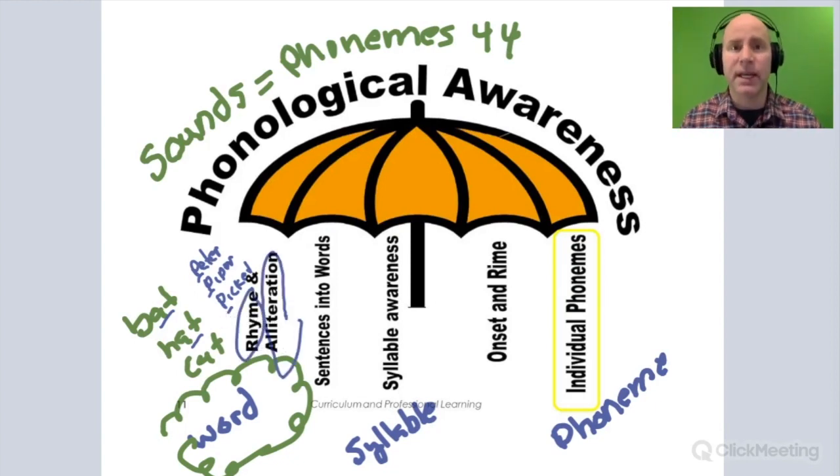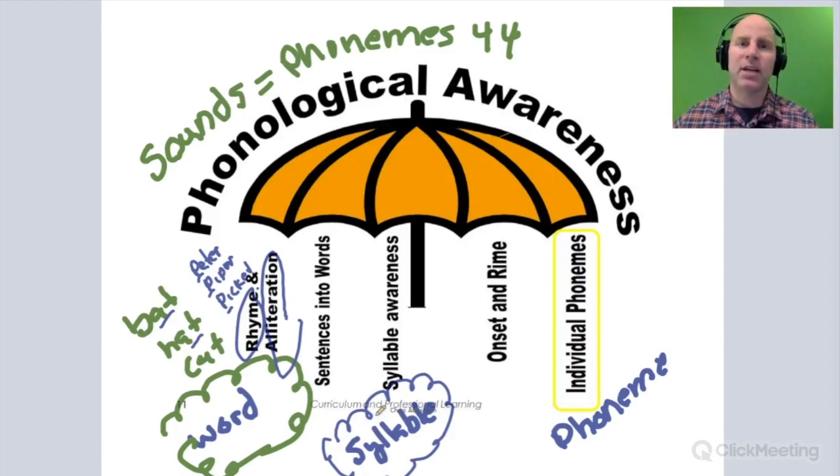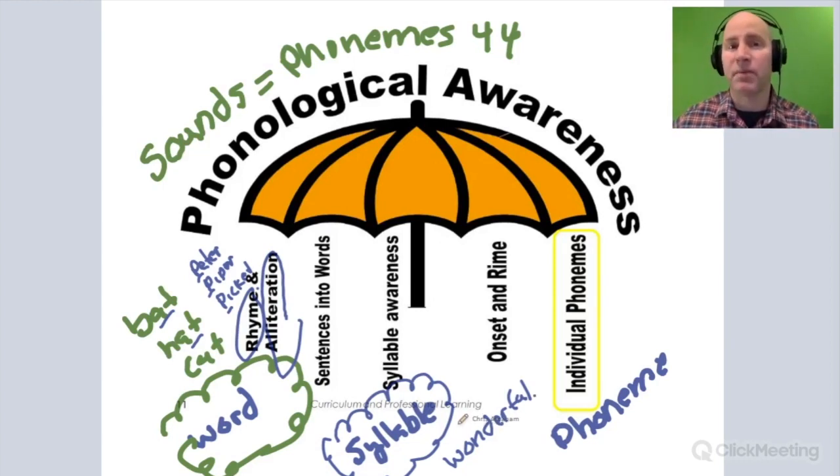Let's look at the intermediate level, or the syllable level. A little bit harder. If a child can take a word like wonderful, and after hearing the word wonderful orally, clap out the syllables that they hear. Wonderful. If they can identify that wonderful is made up of three unique syllables. A syllable, remember, is the smallest part of a word that has its own unique vowel sound. So wonderful has three vowel sounds. Wonderful. Well, this would be intermediate phonological awareness.